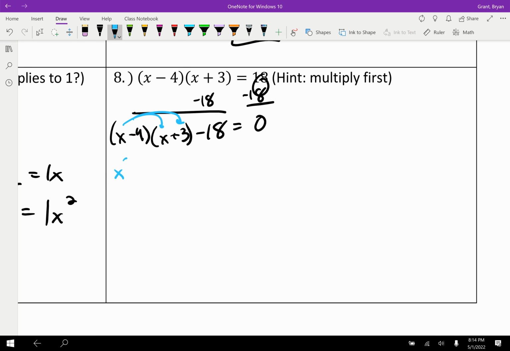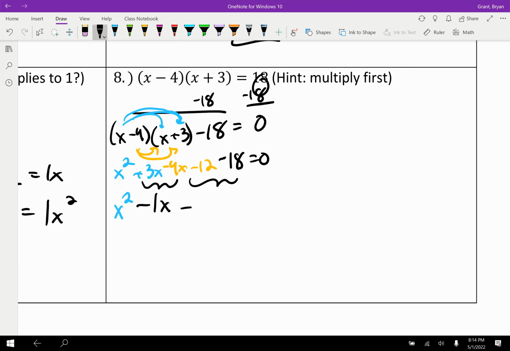So x times x is x squared. x times 3 is 3x. And then I'll do negative 4x and negative 12. There's still the minus 18 and still the 0. Let's combine like terms. There's nothing to combine with the x squared, but 3x minus 4x is negative 1x. And negative 12 and negative 18 are actually like terms, with negative 30. Hey, look, now I have a trinomial equal to 0.